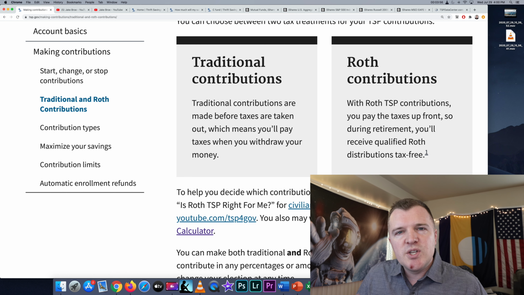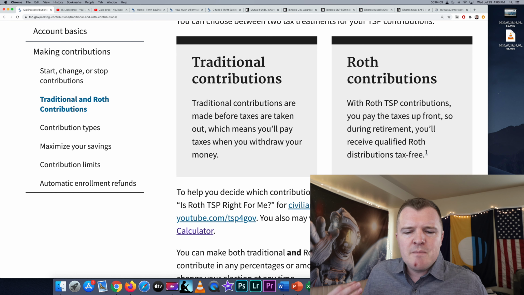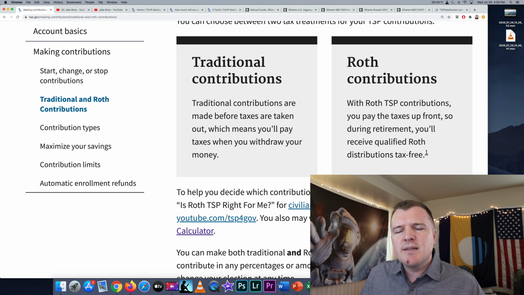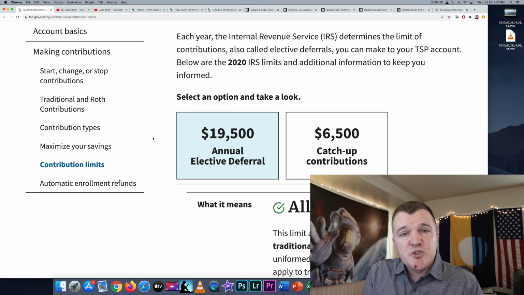The decision of which to do definitely depends on what your retirement goals are and what your investing goals today are. There's definitely good arguments for traditional and for Roth. However, in my opinion, if you don't need the tax savings this year for whatever reason, then you're probably better off doing Roth TSP.